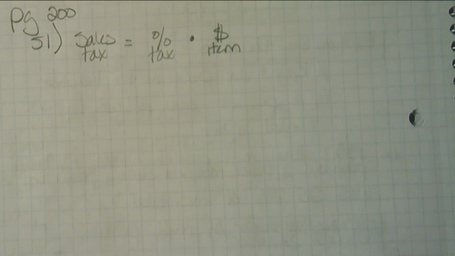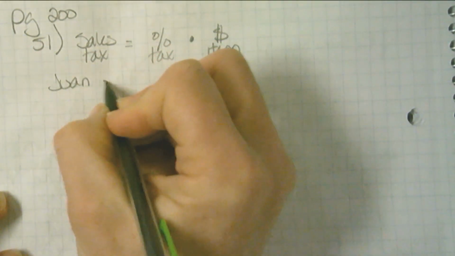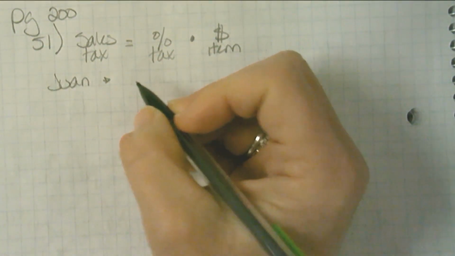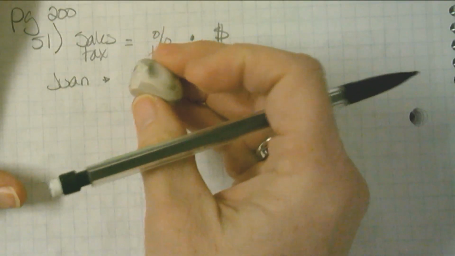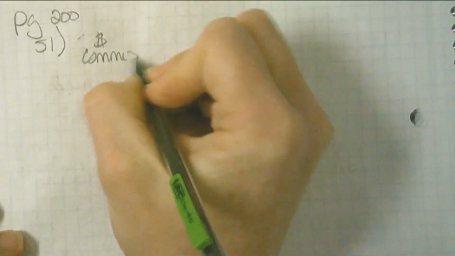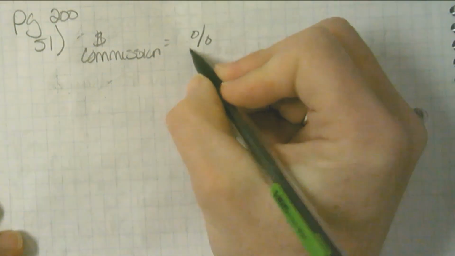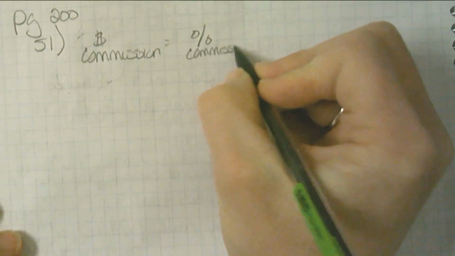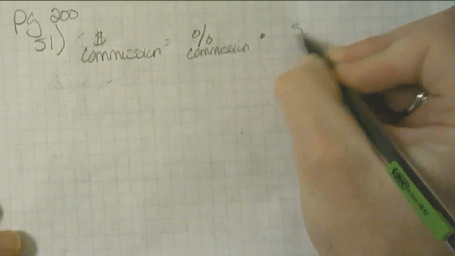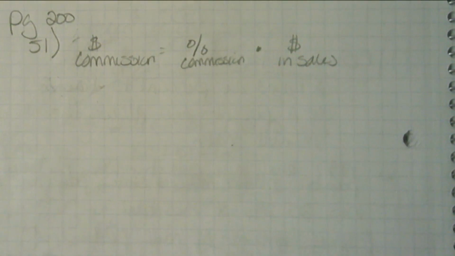So for 51, we're talking about commission. So let's talk about commission. The other one was sales tax. Commission's the same idea. Commission is the percent commission times the money in sales. That's how you find commission. We've talked about that before.